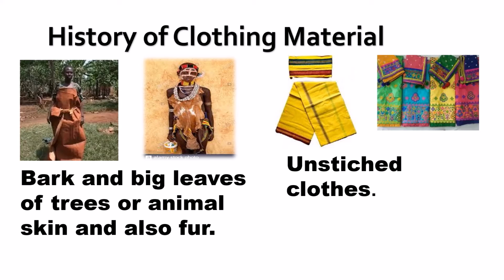Now, it is also necessary that we know about the history of our clothing material. Have you ever wondered what materials people used in ancient times for clothes? It appears in those times people used the bark of trees and big leaves or animal skin and animal fur to cover their body. But later on, after people began to settle in agricultural communities, they learned weaving twigs and grass into mats.